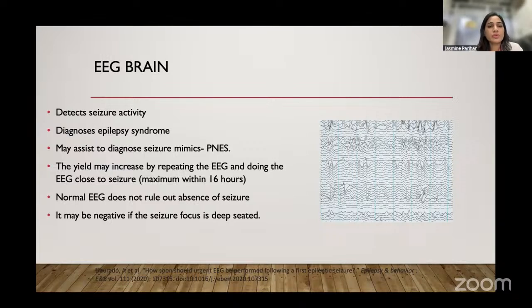Normally, EEG doesn't rule out the seizure, and if the EEG is negative, you might have to repeat it, and EEG may also be negative if the seizure focus is very deep seated. That means a positive EEG finding is conclusive, but a negative EEG finding is not conclusive.